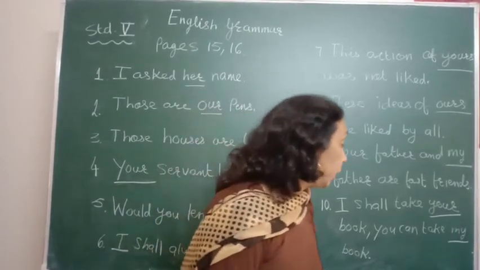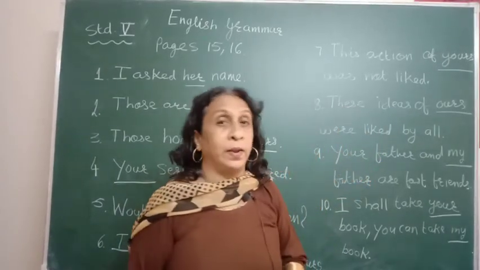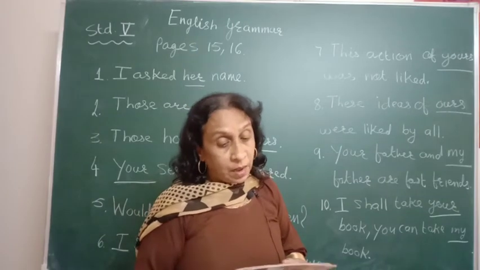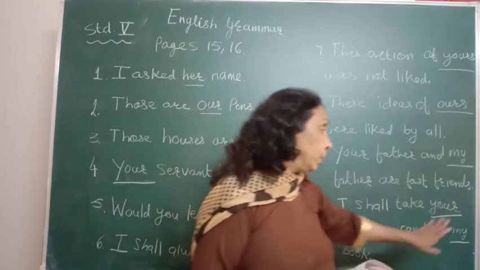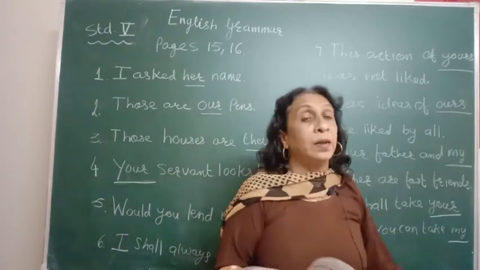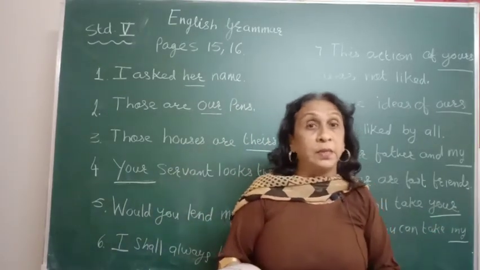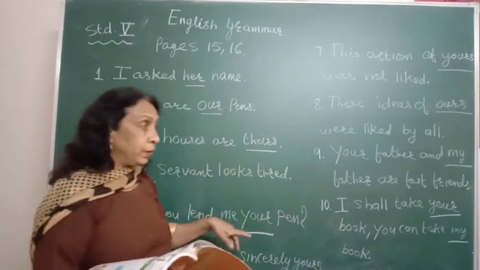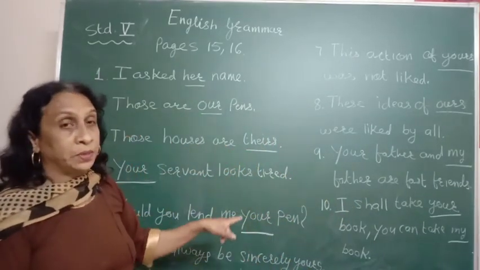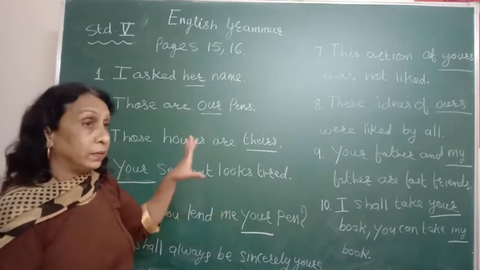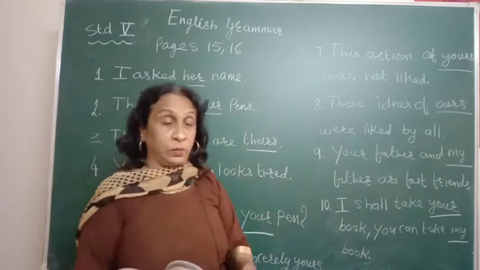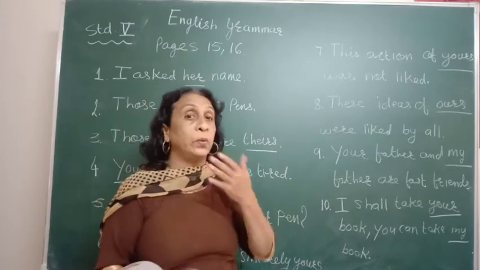I shall take your book. You can take my book. Understood? I shall take yours book is wrong. I shall take your book. You can take my book. Understood? These are the sentences. You have to write it in your notebook and underline the words which I have underlined, so you understand which word is made correct. If you write it like that and don't underline, you will not understand.